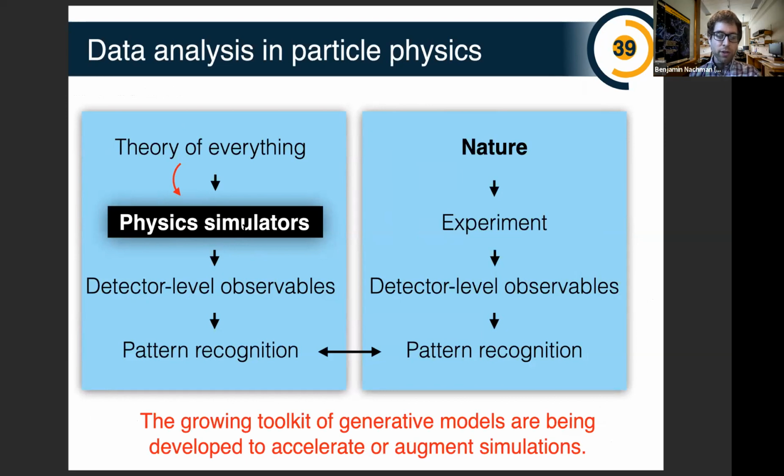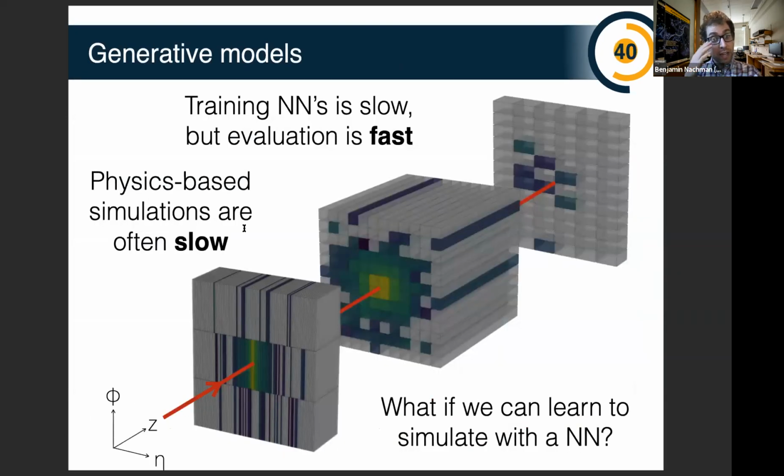There's a growing toolkit of generative models that are being developed to accelerate our simulations. Our simulations are excellent. They're very precise and based on first principles physics, combined with some phenomenological models, but they're often very slow because they try to incorporate all the details. So you might imagine that we can take the best of our physics simulators and the best of machine learning to make a new hybrid. Training neural networks can be slow, but the evaluation is incredibly fast, whereas physics-based simulations are very slow.